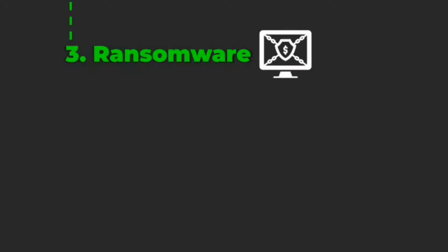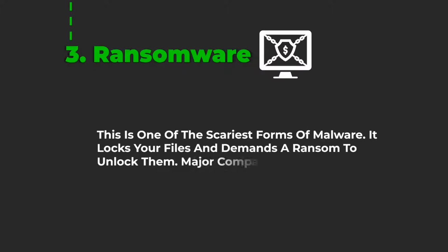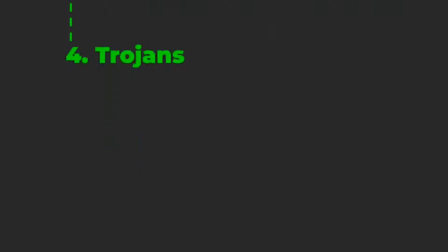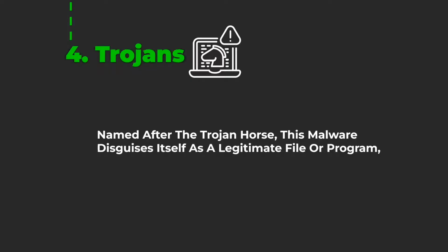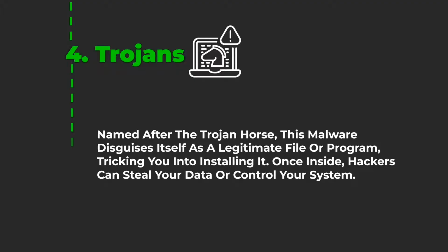3. Ransomware. This is one of the scariest forms of malware. It locks your files and demands a ransom to unlock them. Major companies and hospitals have been attacked by ransomware, losing millions. 4. Trojans. Named after the Trojan horse, this malware disguises itself as a legitimate file or program, tricking you into installing it. Once inside, hackers can steal your data or control your system.